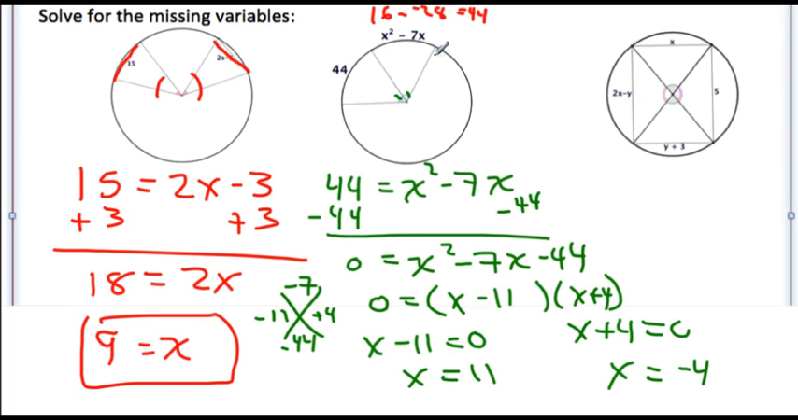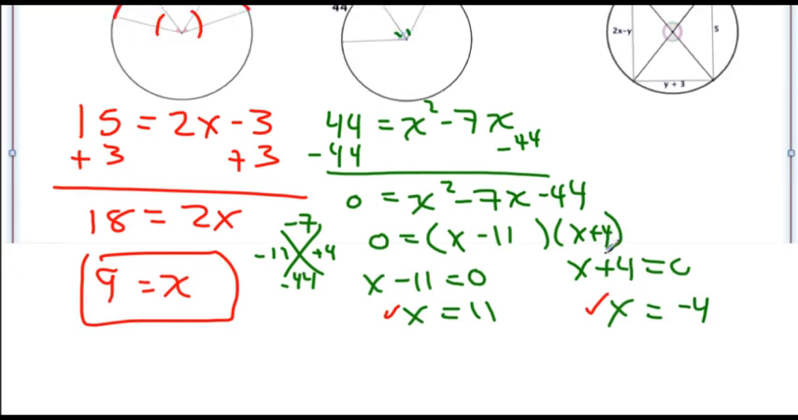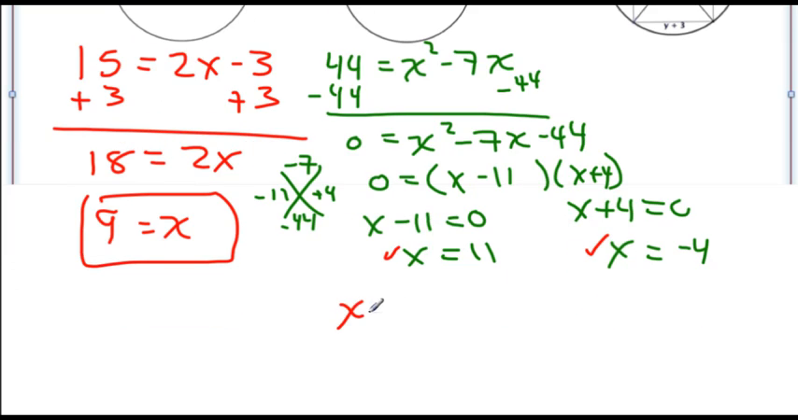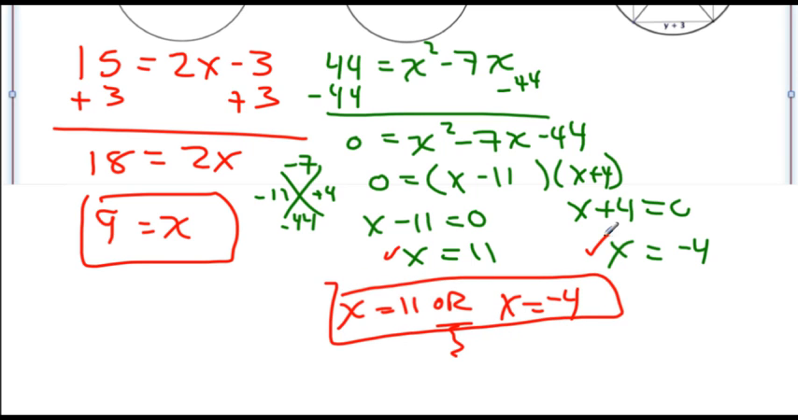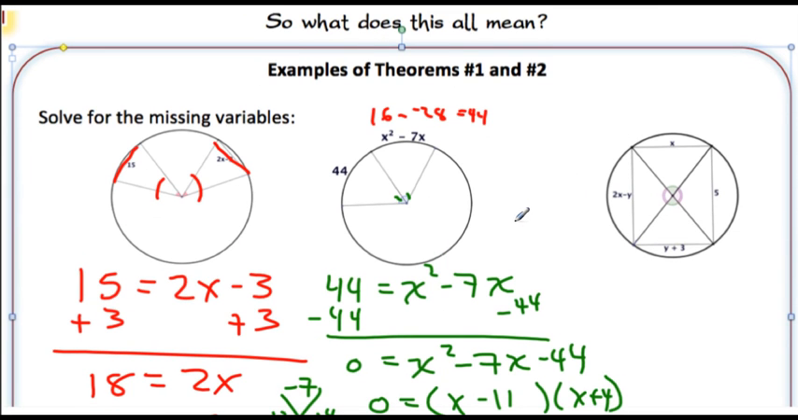So that arc length is positive. That means this root is okay. We can have x equals negative 4, not a problem, and we can have x equals 11. So your answer technically is x equals 11 or x equals negative 4. And yes, you need both of those. You can't have one or the other. That's not what the or means. It means either one can be an answer. Let's look at the last example.